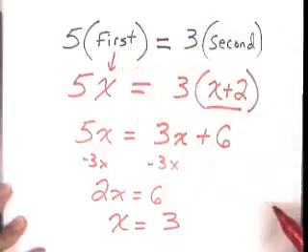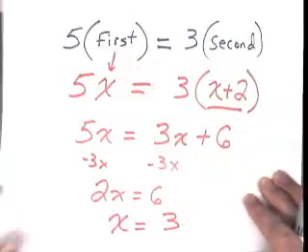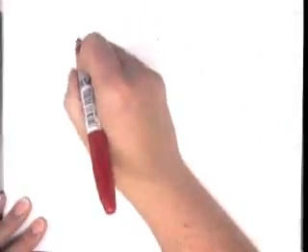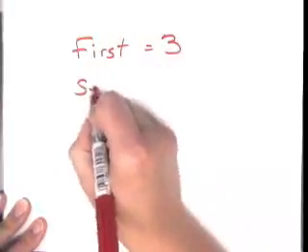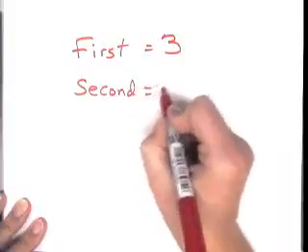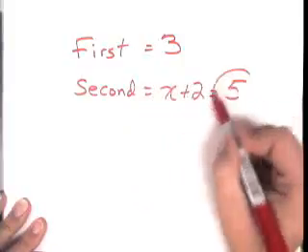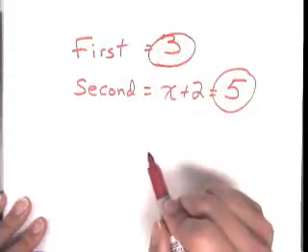We let x be representing the first value in our list. So the first of those consecutive odd integers we solved to be 3. So if the first is 3, then our second one, which we decided would be x plus 2, is going to be equal to 5. 3 and 5 are the 2 numbers that I've solved for. Let's double check our answer.